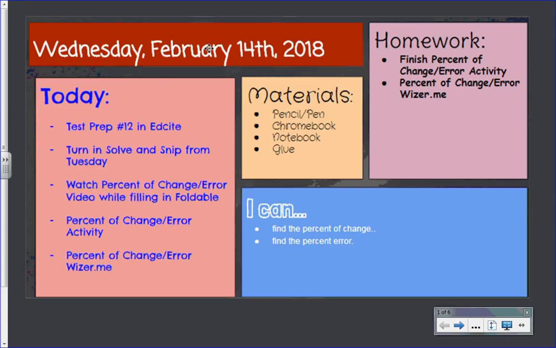So at this point in time, you should have done your test prep number 12. It was on EdSite. You should have turned in your solve and snip from Tuesday. And now you're watching this video on percent of change and error while filling in the foldable. The foldable is like 3 or 4 different folds. You're going to fold up each section and copy down some word problems. Our I can statement is: I can find the percent of change and I can find the percent of error.